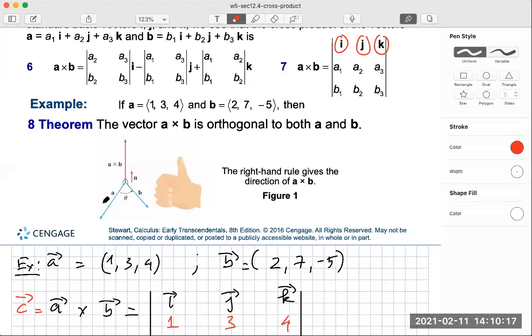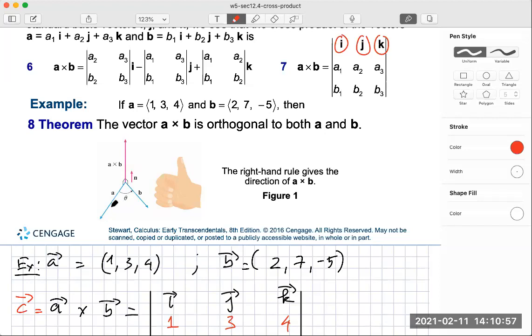Right? You see? A cross B gives us this direction, right? And this cross product is perpendicular to both A and B. Very important. How about B cross A? Yes, that's correct, Alok. The cross product makes a vector orthogonal to both A and B here. Okay, it's very helpful in the future.